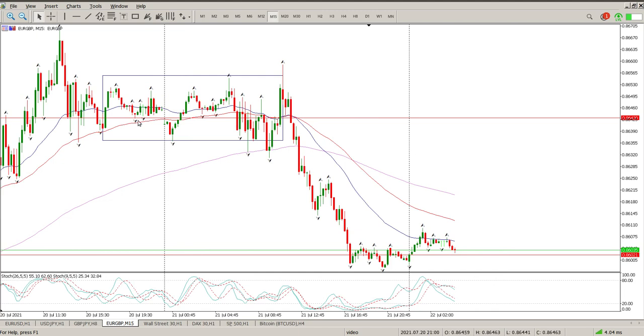Okay, anyway guys, that's it for me. Euro British Pound, a messy one, probably not going to look at that one, but the dollar pairs are looking very interesting. So EUR/USD and USD/JPY looking pretty solid setups there.